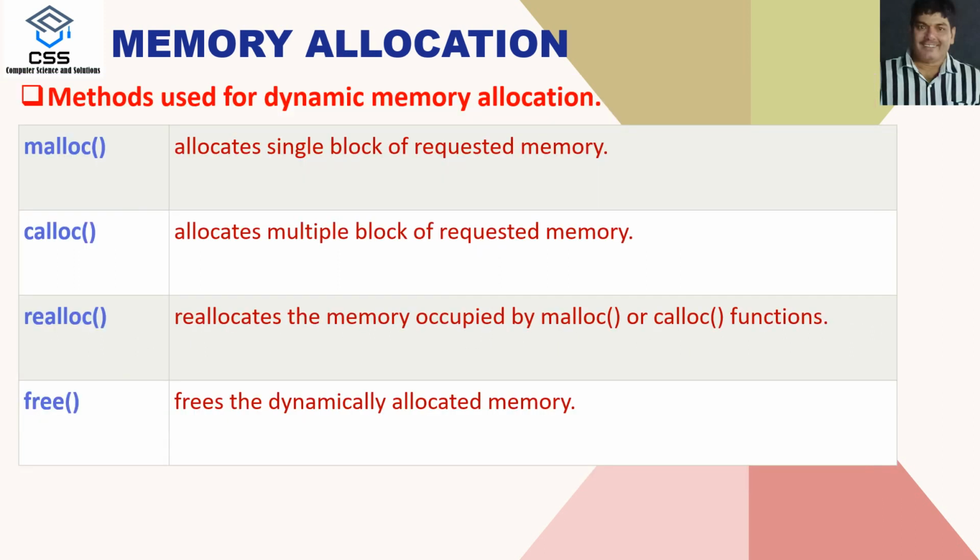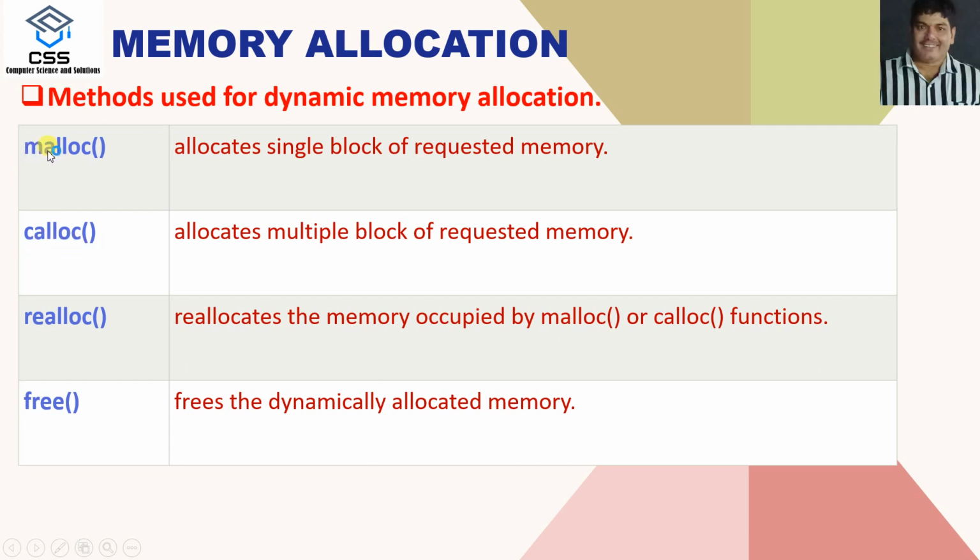For achieving dynamic memory allocation, we use a few functions: malloc, calloc, realloc, and free. What is the requirement of malloc? Malloc is used to allocate the memory, and calloc is also used to allocate the memory. But the difference between malloc and calloc is that malloc takes a single block, whereas calloc takes multiple blocks of the requested memory, meaning the required memory. Another difference is that malloc takes one argument, whereas calloc takes two arguments. By default, if memory is allocated by malloc, it stores garbage values if no value is stored. But by default, memory allocated by calloc stores 0.